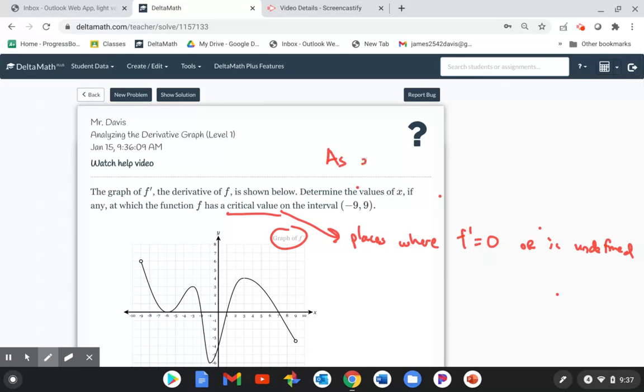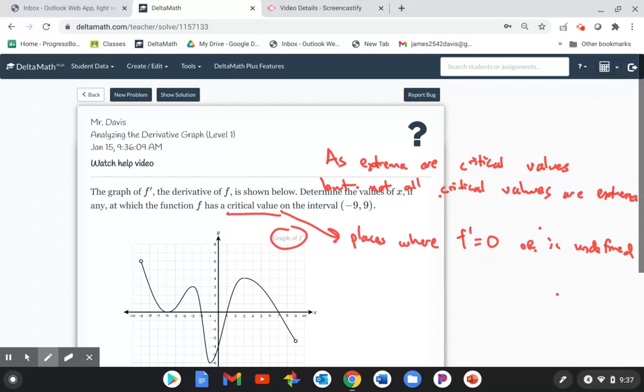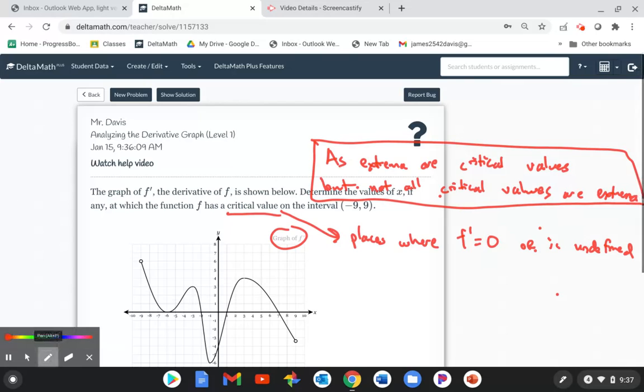So you could say all extrema are critical values, meaning all mins and maxes are critical values, but not all critical values are extrema. There you go. You can tell that to your parents tonight. What does that mean? It means all extrema occur at critical values. However, just because something's a critical value doesn't necessarily make it an extrema.